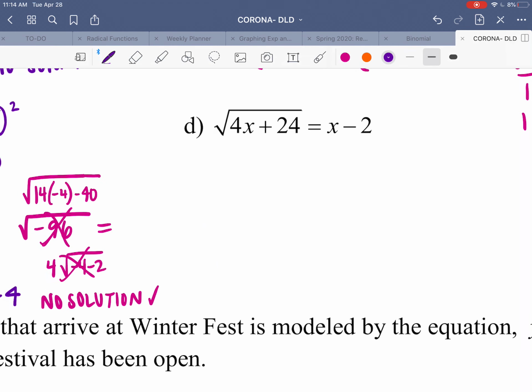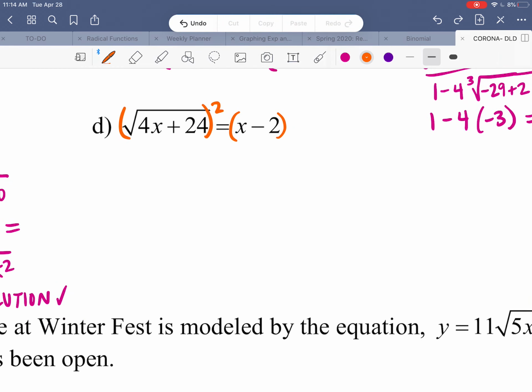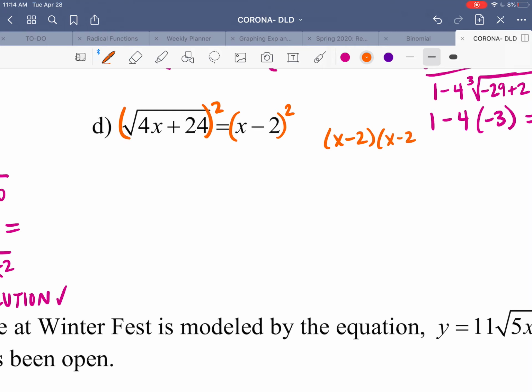Okay, and last but not least, here we have a radical on one side but not the other side, so we're going to do what we normally do. Get rid of the radical, we have to square it. So square both sides. However, when we square this side, remember this is not the same as x squared plus 4. You have to multiply x minus 2 times x minus 2. And that's going to give you x squared minus 4x plus 4. So you're going to put that back in over here. So we're going to have 4x plus 24 equals x squared minus 4x plus 4.